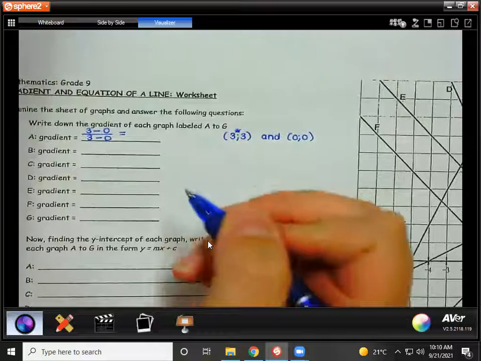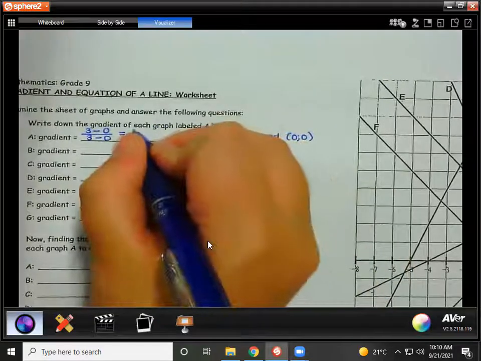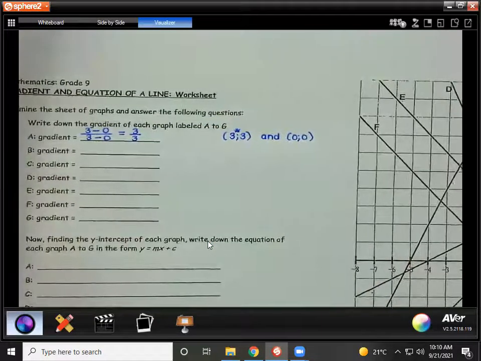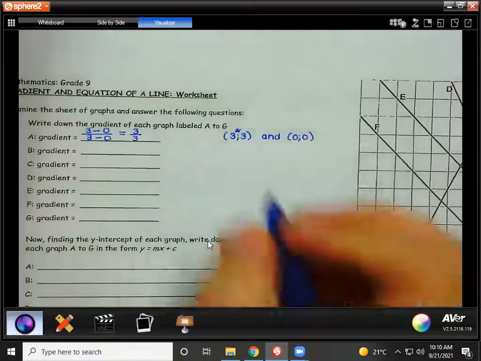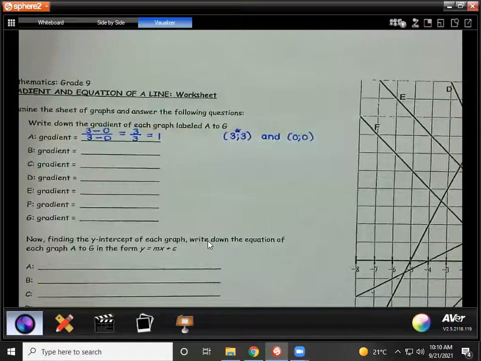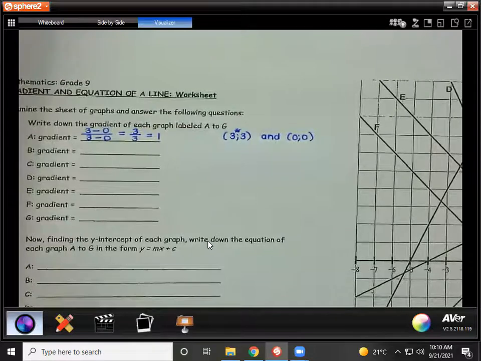What's 3 minus 0, guys? 3. So at the top I get 3 and at the bottom I get 3. Is this the simplest answer? What is 3 divided by 3? 1. There you have your gradient. Okay, is that fine, guys? You're going to do that for all of them.